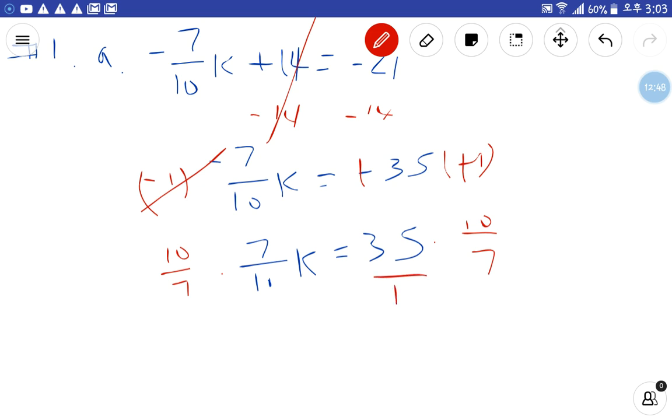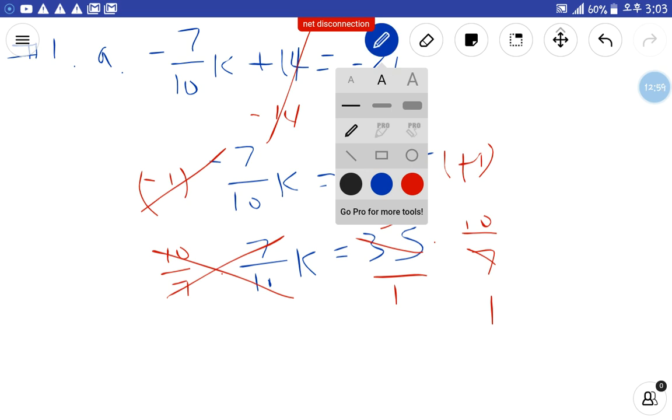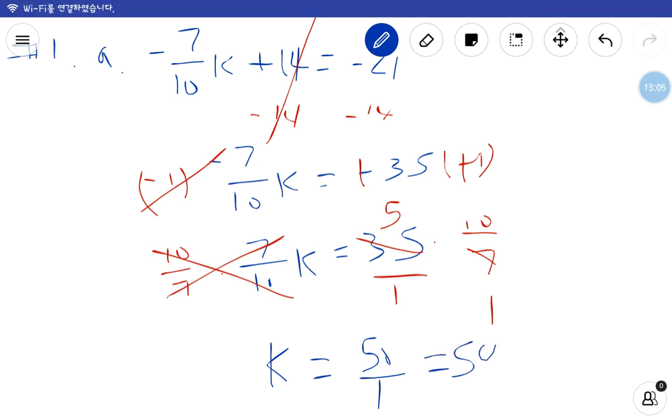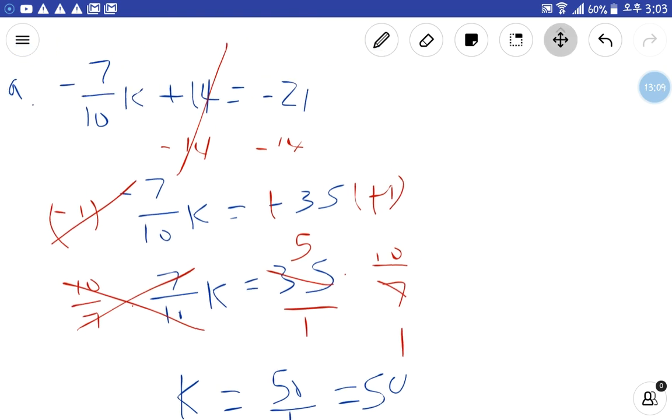35 can be 35 over 1. 7 can go into 7 one time. 7 can go into 35 5 times. Now those numbers are cancelled so that I can get my k here. That's going to be 50 over 1. What is your answer? 50. Okay? So how can we check it this time?